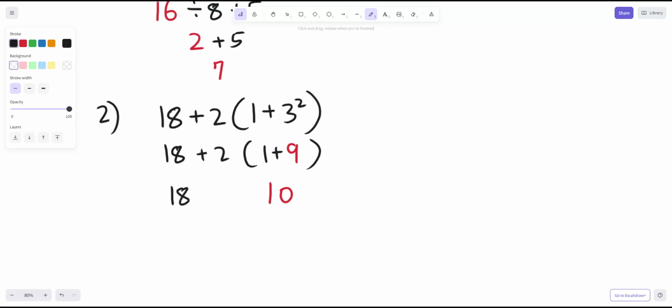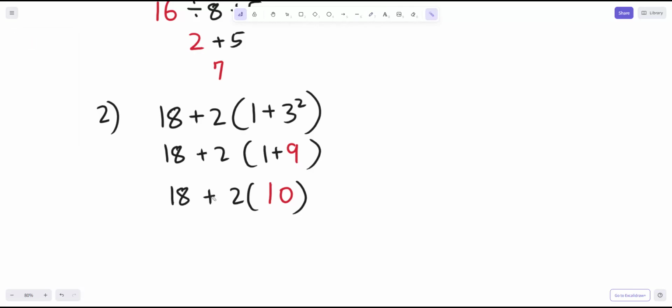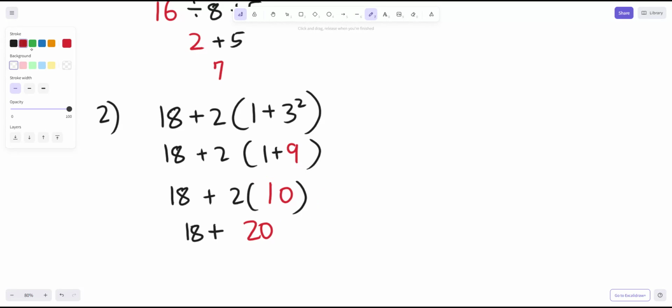So 18 plus 2 parentheses 10. Now we still have two operations here, right? We have addition and a number next to parentheses. Remember, that means multiplication. So we have to multiply first. So we do 2 times 10, which is 20, plus 18. And lastly, we get our answer of 38.